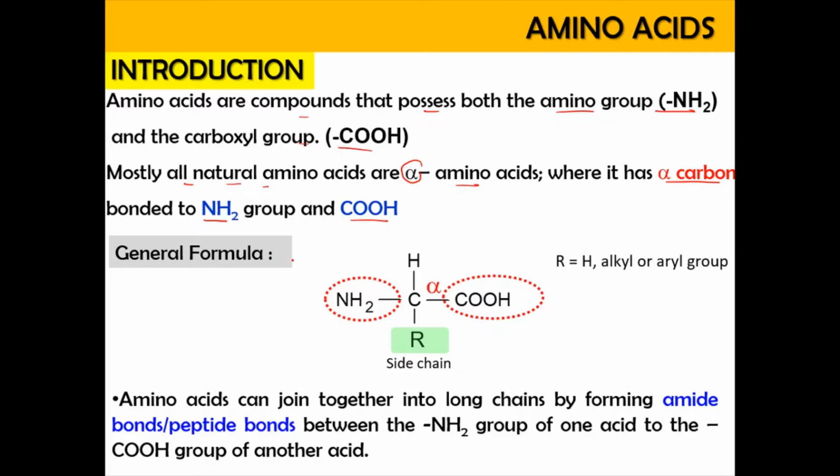Okay, and the amino acids can basically join together into a long chain by forming an amide bond, or the peptide bond, between the NH2 group of one acid and the COOH group of another acid. Okay, and this refers to the formation of the dipeptide or even polypeptide, which is part of the chemical reaction of the amino acid in order to form a polymer. Okay, so you're going to look more at this in the subtopic of 12.2.